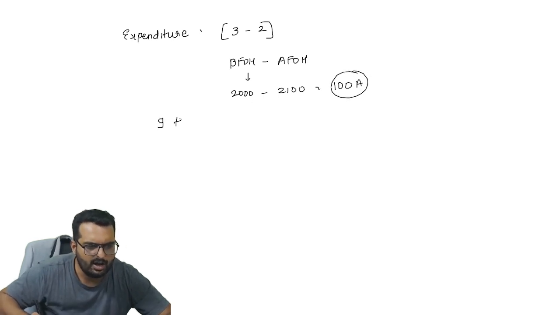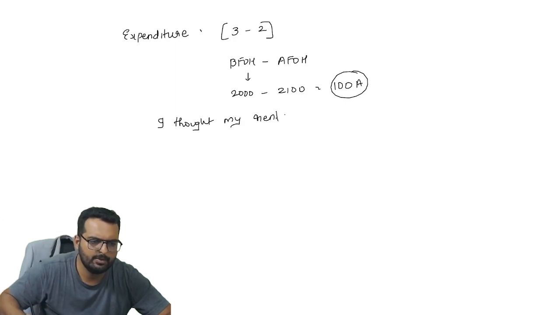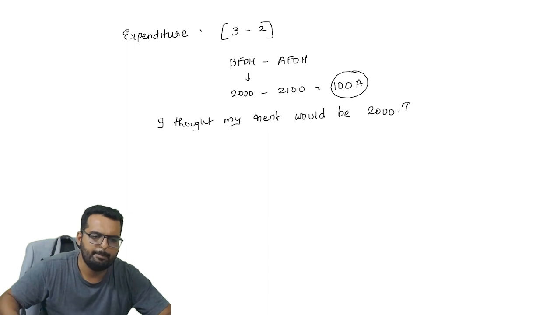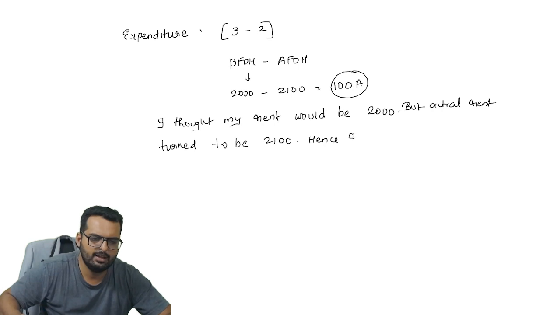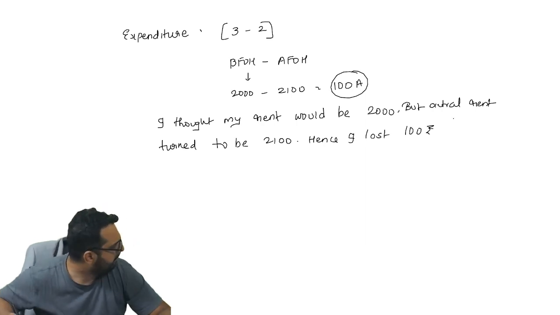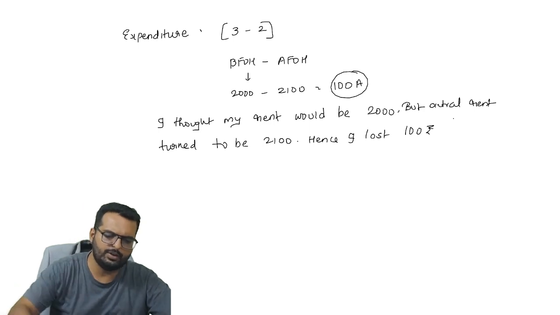This means I thought my rent would be 2000, but actual rent turned out to be 2100. Hence, I lost 100 rupees. Can you write down this in your books now, friends?